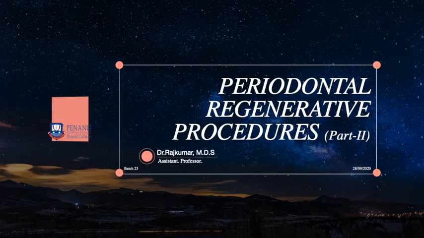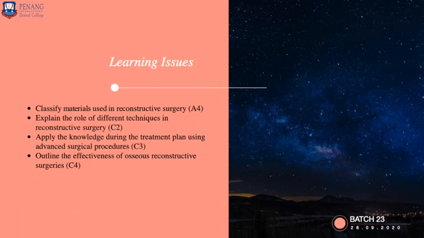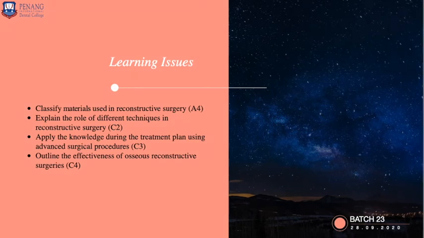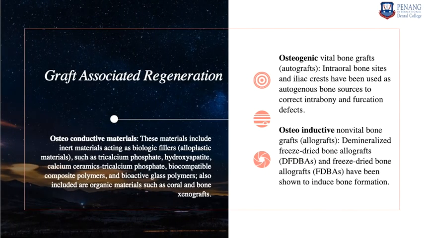Last class we started with periodontal regenerative procedures. In the last class we saw the different non-graft associated periodontal regenerative procedures. So we will continue with graft associated regenerative procedures. In non-graft associated procedures we saw root biomodification, guided tissue regeneration and root biomimicking agents for regeneration of bone. Today we are going to see graft associated regenerative procedures.